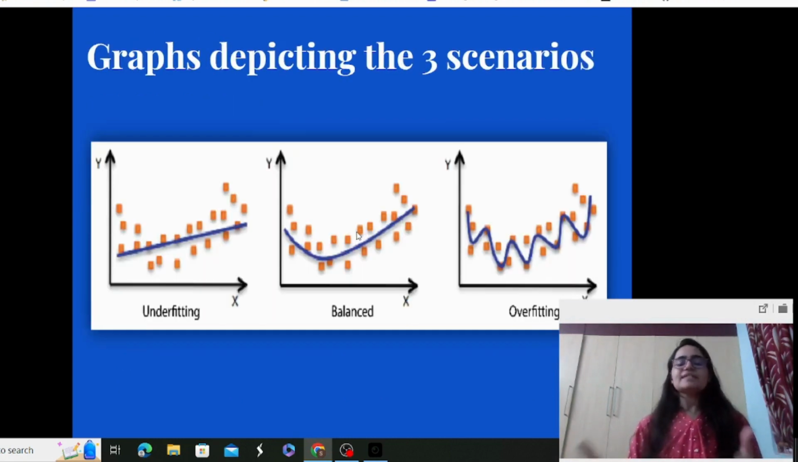Then, graphs depicting the three scenarios we covered: underfitting, overfitting, and the balanced scenario, which is the bias-variance trade-off. These are the three cases which indicate the fitting of your model on a trained data set. Underfitting is where your model is too simple. This is just a straight line, and it is not even passing through all the train data points correctly. So this is underfitting, where you have a high training error and a high testing error as well.